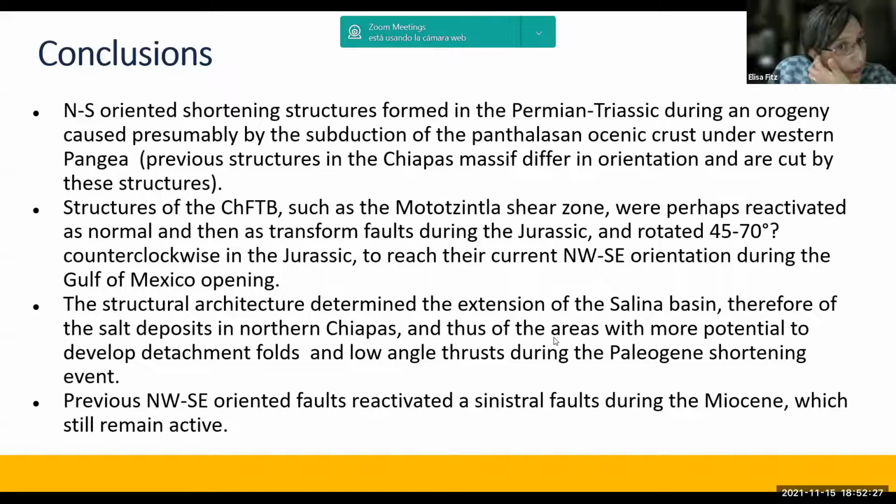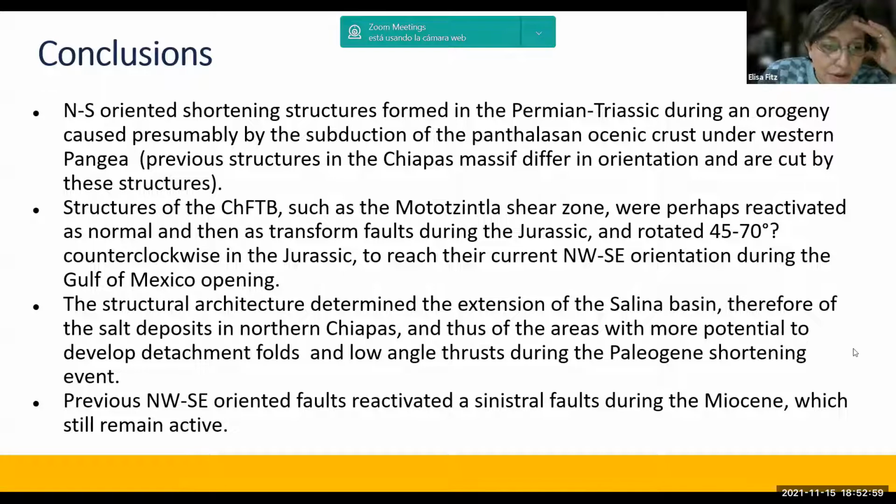We think that perhaps these structures might have localized deformation that eventually determined the extension of the Salina Basin, therefore of the salt deposits, and therefore conditioned the distribution of the area in which the thrust faults and shallow angle transform faults could be formed within the Chiapas fold and trough belt during the Paleogene.